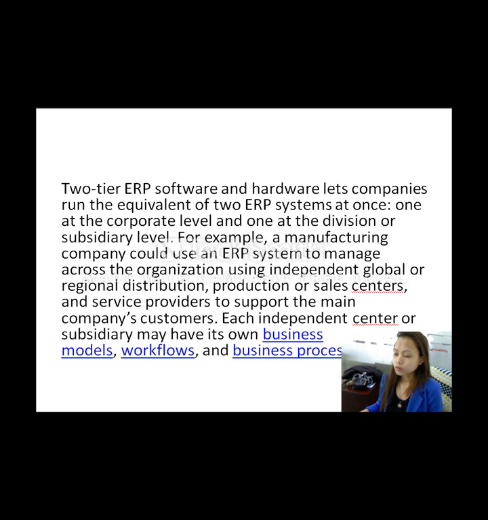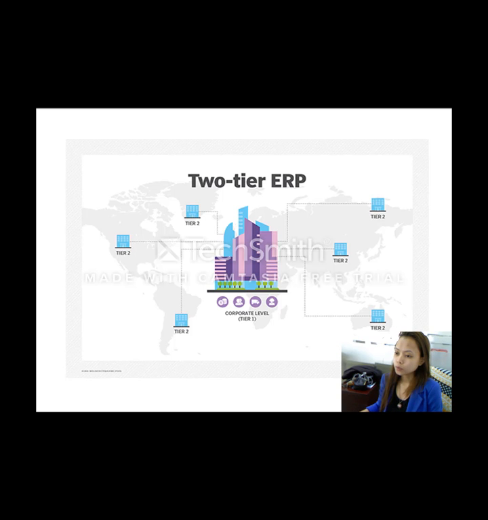For example, a manufacturing company could use an ERP system to manage across the organization using independent global or regional distribution, production, or sales centers and service providers to support the main company's customers. Each independent center or subsidiary may have its own business models, workflows, and business processes.